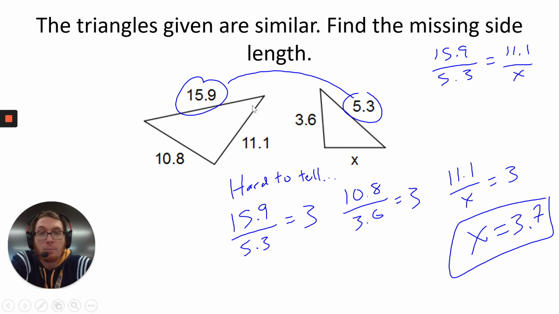If you would have picked 11.1 with 3.6, it wouldn't have been exactly 3. So you know those two side lengths can't go together. Sometimes when side lengths are close, like this 10.8, 11.1, you may have to go that route to figure out which ones go together first before you actually solve this question. And so then I would have 15.9 over 5.3 equals 11.1 over x as my cross-multiplying approach. The other option is a divide by 3 idea, 15.9 divided by 3. That's why this becomes 3. And so 11.1 divided by 3 will also give you 3.7.